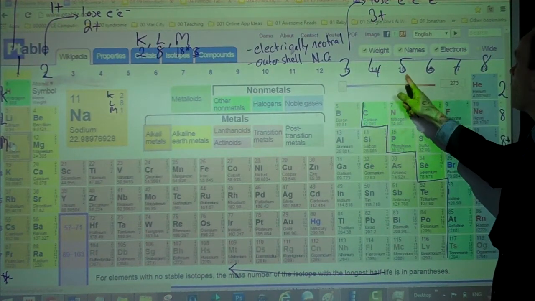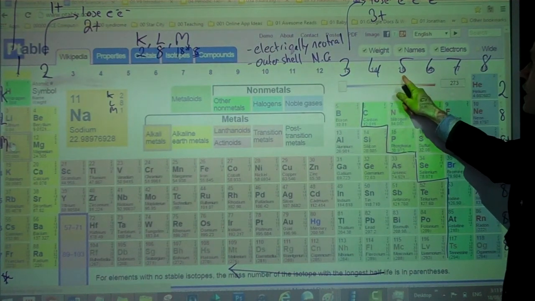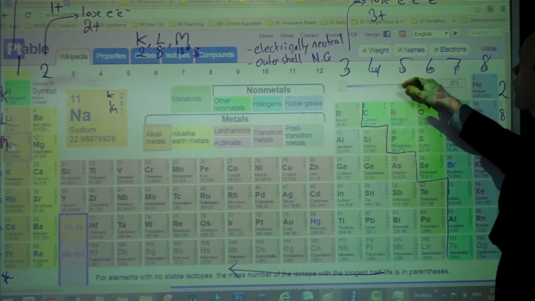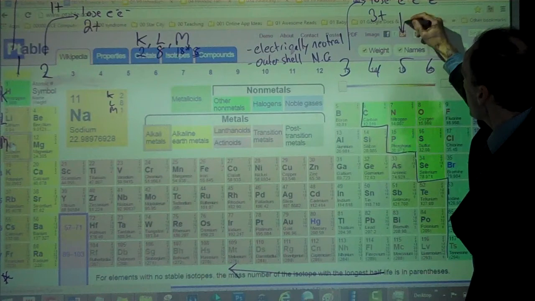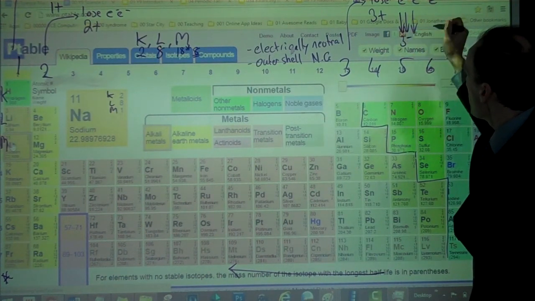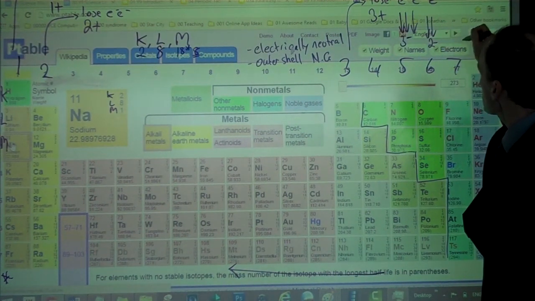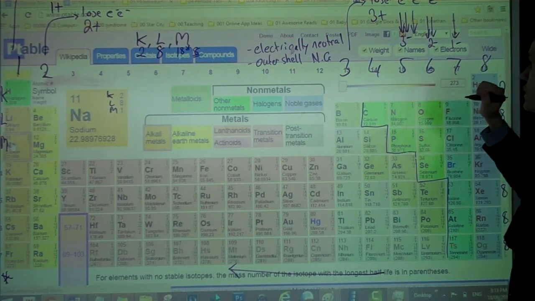And the group 5, 6 and 7. 5 has how many electrons in the outer shell? 5. And it's either got to lose 5 electrons or gain 3. Which way is it going to go? Gaining 3. In fact, there's 3 right there. This will gain 3 electrons and get a 3 minus charge. The 6 will gain 2 electrons for a 2 minus charge. The 7 will gain 1 electron for a 1 minus charge.